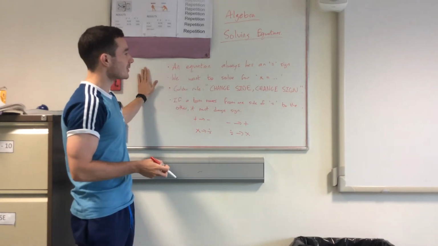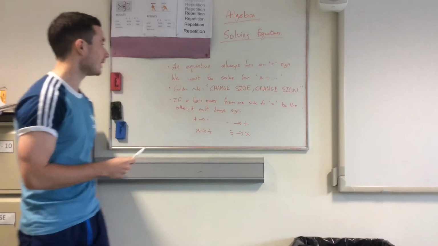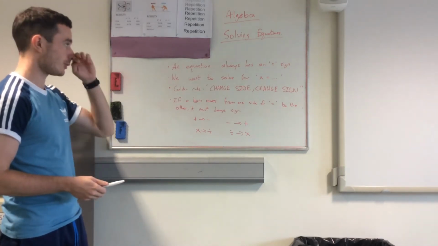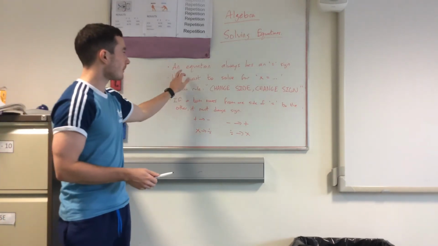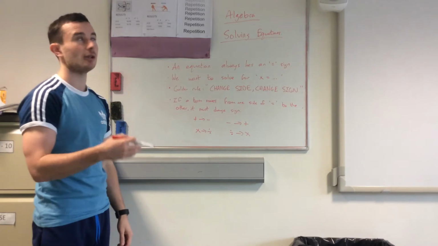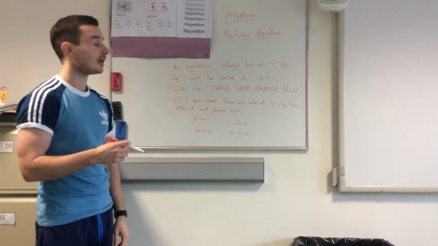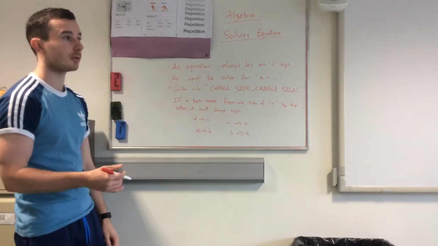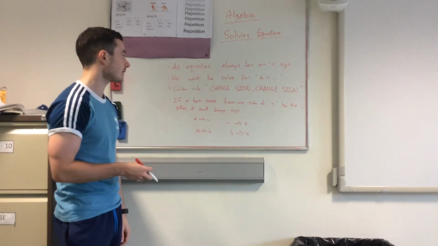So, first of all, make sure that you have this all down. Pause it and take it all down, and then listen to me talk you through it. An equation always has an equal sign, right? That's how you know that it is an equation. So for example, x plus 4 is not an equation, x plus 4 equals 2 is an equation, alright?